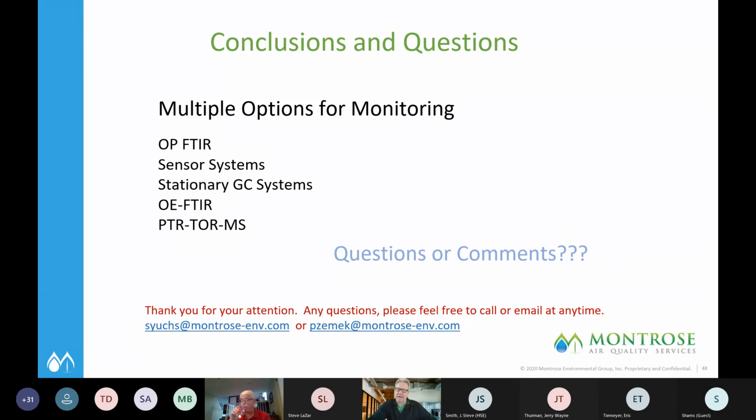Can you use Bloodhound FTIR? Yes. Anything that gives you a concentration and a location, as long as you have the meteorological data, the GPS and weather station data, wind direction and all that, and the concentration, yes, you can use it to triangulate back to a probable source.